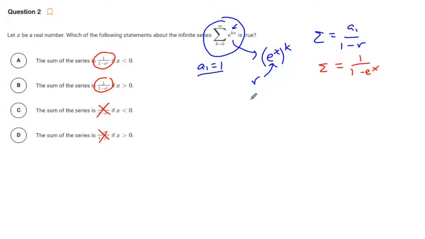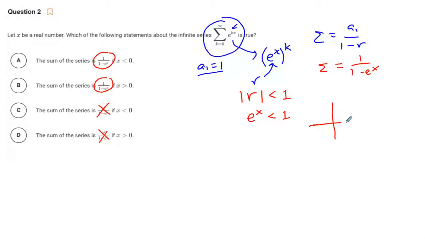Well, we know that the sum of a geometric series will converge as long as the r value is less than 1. And that's going to be e to the x, which is always positive. I'll drop the absolute values. That needs to be less than 1. Well, e to a positive number is bigger than 1. It's e to the negatives.